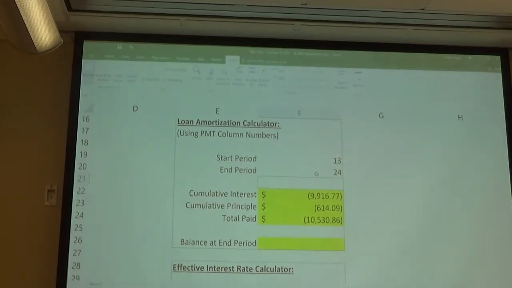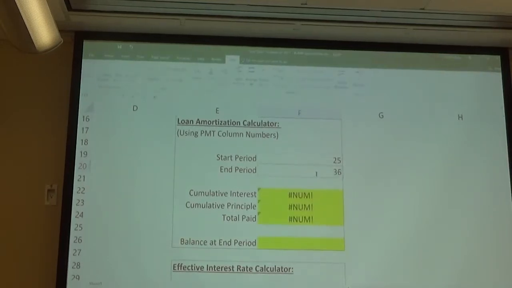Okay? So, if I were to ask you on a quiz, tell me what is the total interest paid during year 3, what months would I use? 25 to 36. And there you are. Make sense? Nice warm fuzzy feelings? Okay.